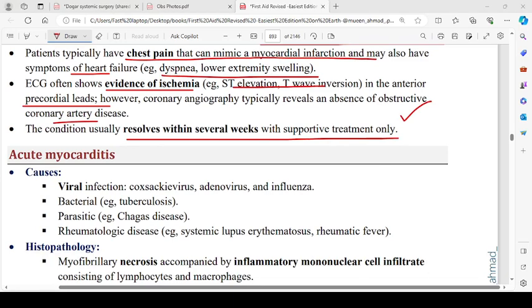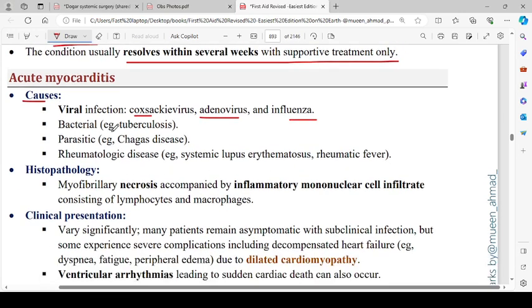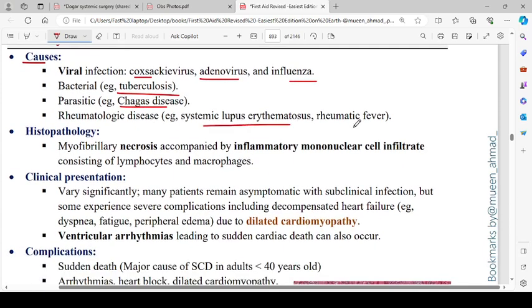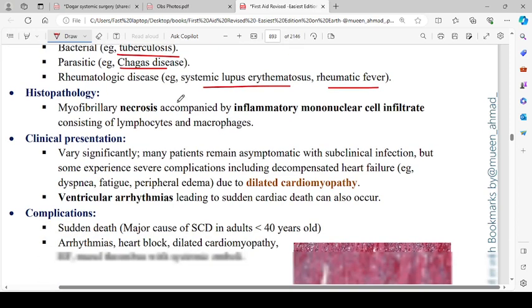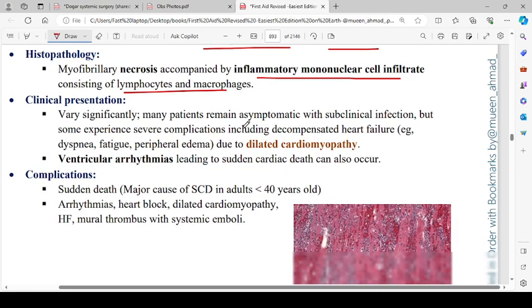Okay. Then we have acute myocarditis. So the acute myocarditis causes can be viral infection like Coxsackie virus, adenovirus, influenza virus, bacterial causes like tuberculosis, parasitic causes like Chagas disease, rheumatologic disease like systemic lupus erythematosus and rheumatic fever. Histopathology: myofibrillary necrosis accompanied by inflammatory mononuclear cell infiltrate consisting of lymphocytes and macrophages.